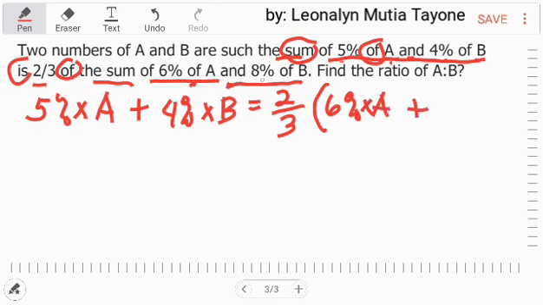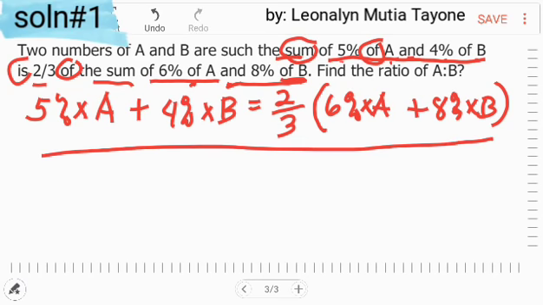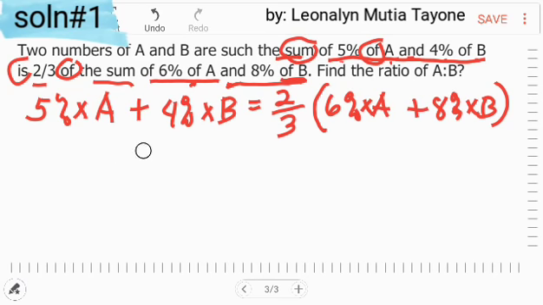plus 8% of B. Ito na yung equation niya. Erase muna natin. Isa-isahin natin.